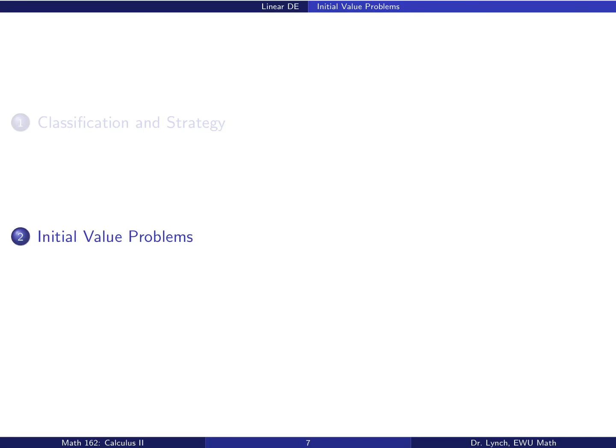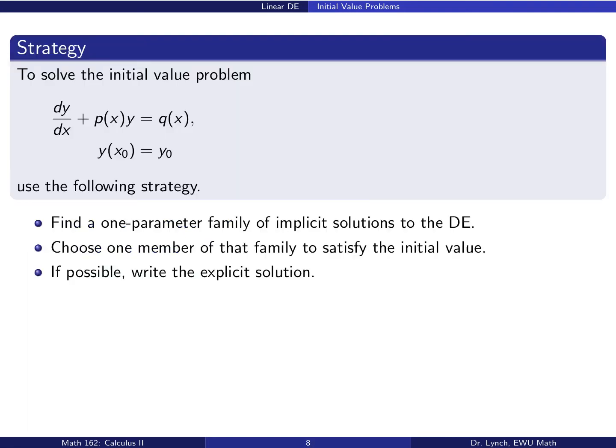Okay, when we have an initial value problem, it turns out it's usually pretty straightforward to pick a member of that implicit family of solutions to satisfy an initial condition. Let's go ahead and see an example.